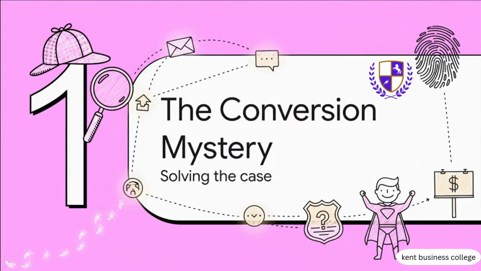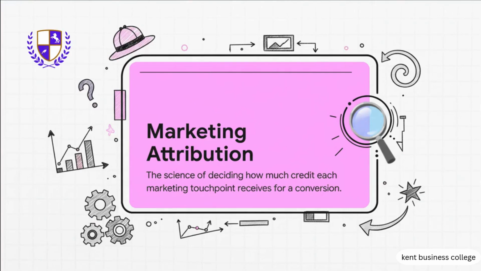Okay, so for this, I want you to pop on your detective hat. Think of yourself as a marketing detective. Every single conversion, that's a new case on your desk. Every touchpoint, every ad, every email, every social post is a suspect. Our job is to use our forensic techniques, which are our attribution models, to figure out who the real hero of this story is.